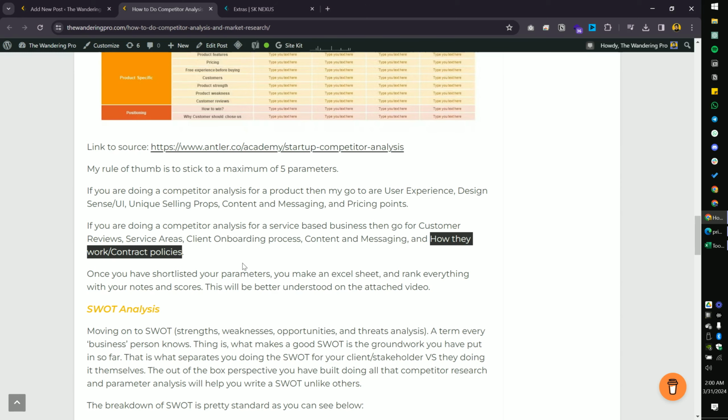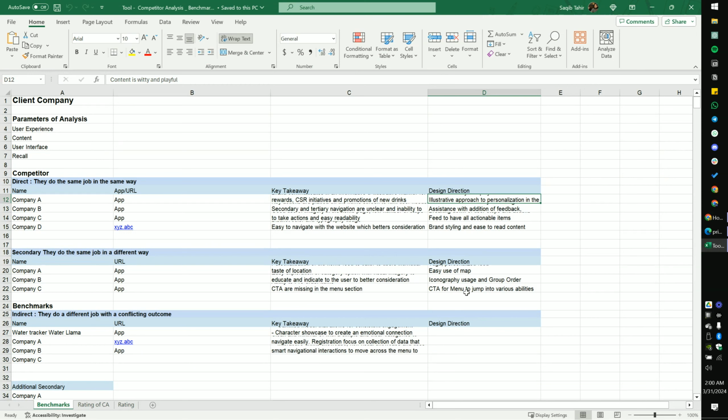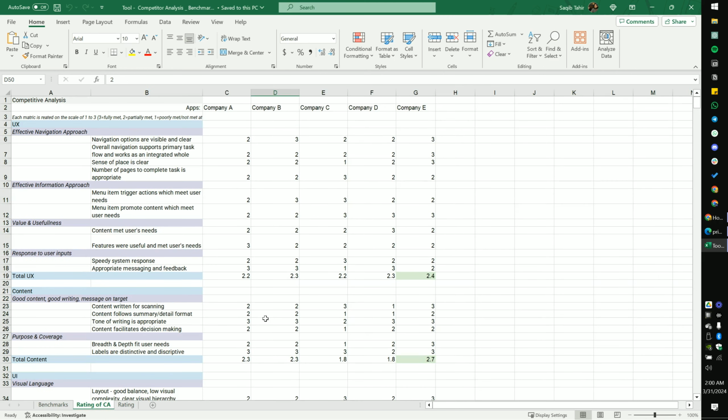You decide your parameters and then you do what? You open this Excel sheet. It will be attached in the template guide kit as well. List down all the companies, list down the URLs, or if it's an app, some key takeaways and design direction. So if you have a designer in your team, especially a UX designer, they will do an amazing job at this. This example I'm showing you right now was done by a UX designer who helped me a couple of years ago. And as you can see, you have your different companies laid out.